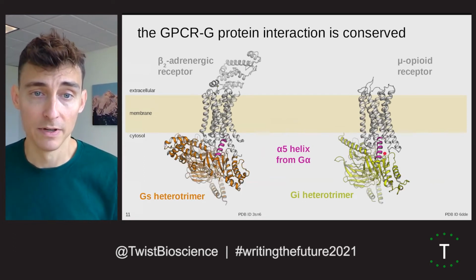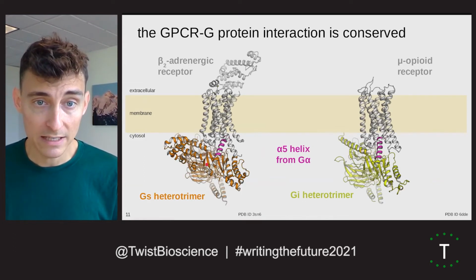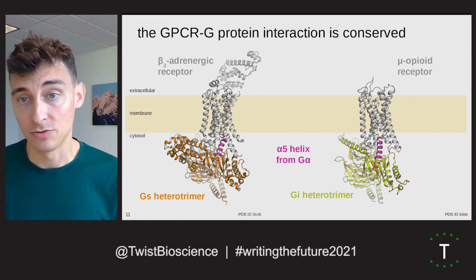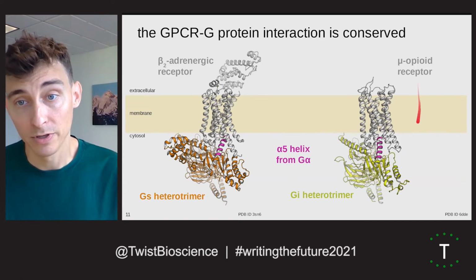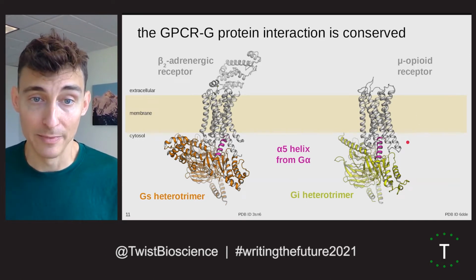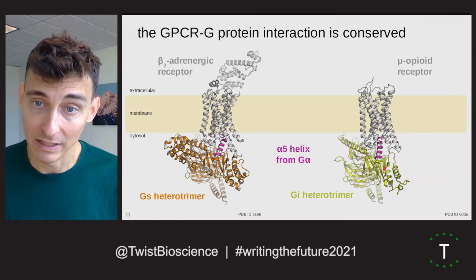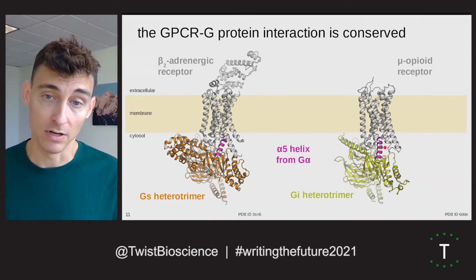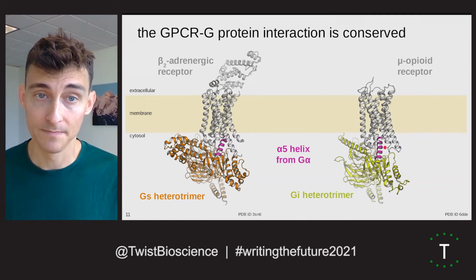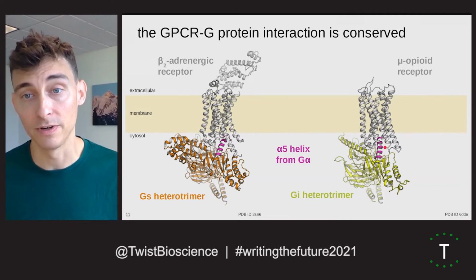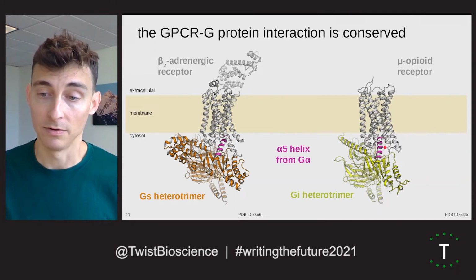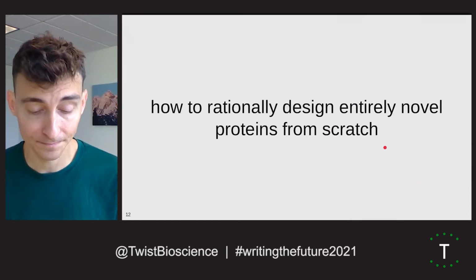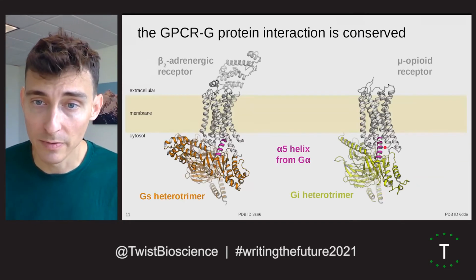It's also highly conserved. So we've got the GS heterotrimer here on the left, and on the right, here's a structure of a different GPCR, the mu opioid receptor, bound to the GI heterotrimer. And you can see the alpha-5 helix in magenta here is highlighted in both cases. It's present essentially in all the G protein GPCR interfaces. So this does seem to be a general structural feature that we can use and exploit for a wide array of mimetics.